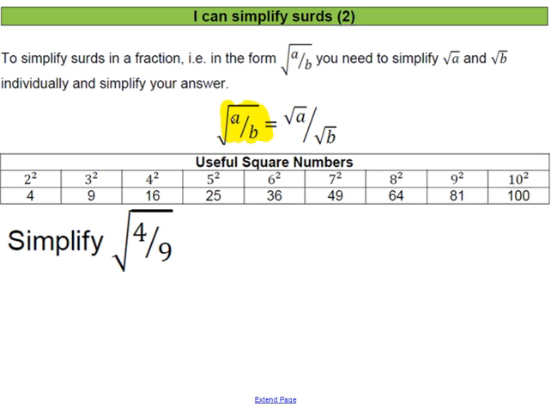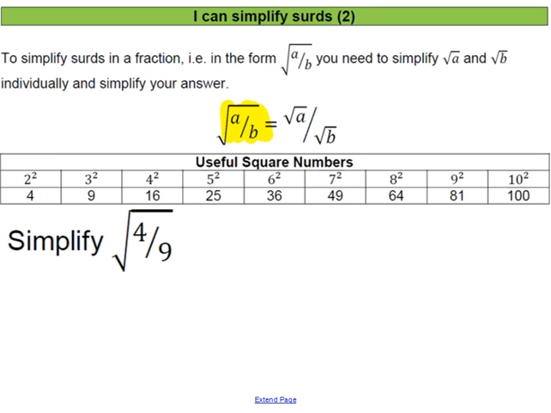Now, the square root of a fraction with numbers a divided by b can be simplified down to a second fraction with the square root of a on the top and the square root of b on the bottom. In order to do this, if we look at this little explanation at the top, to simplify surds in a fraction, which is the root of a over b, we need to simplify root a and root b individually, and then we would simplify our answer.